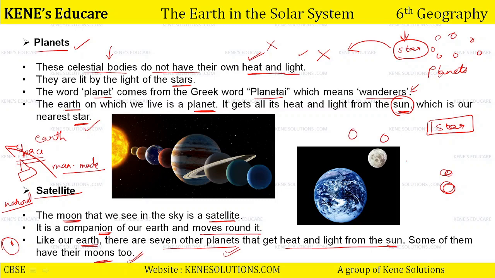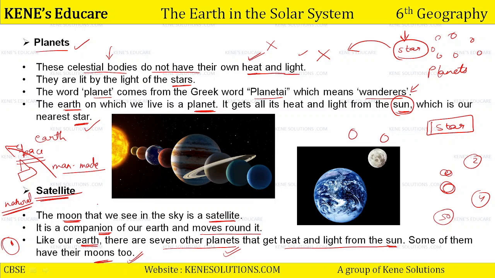Okay? We have one moon. Few planets have two moons. Few planets have four moons. Few planets have 50 moons. Okay? Every planet has different moons for them. Every planet has different natural satellite for them. Okay? And it's a very vague concept.